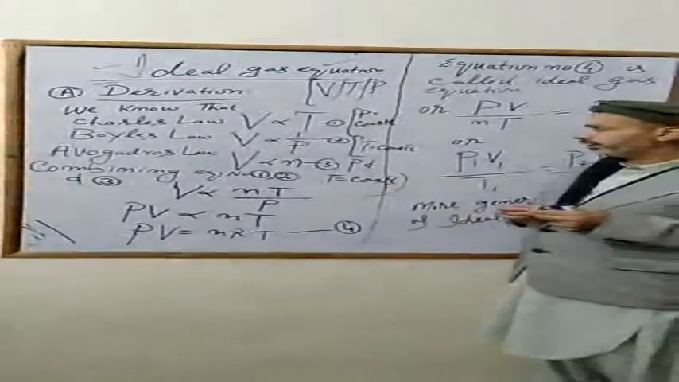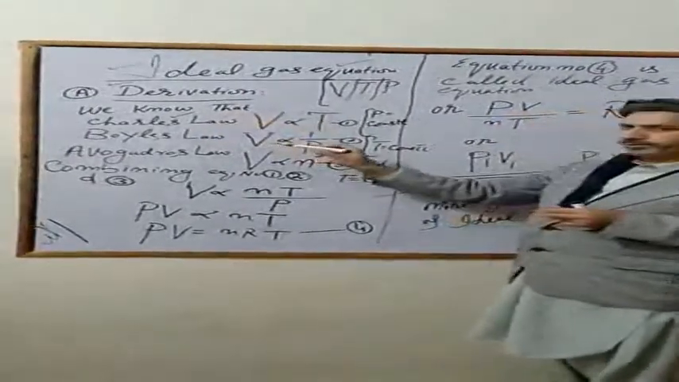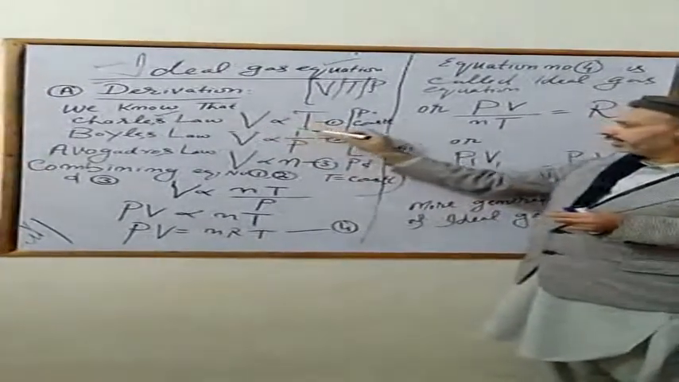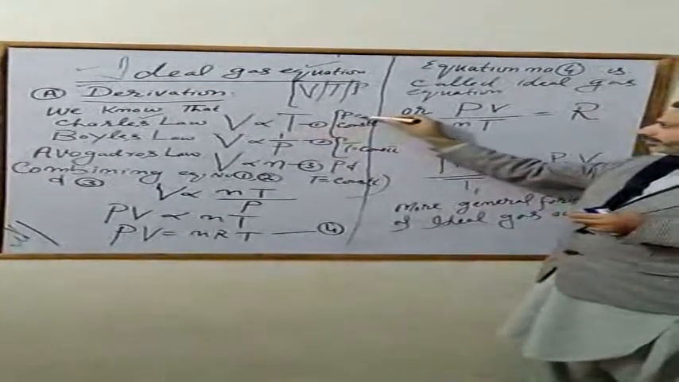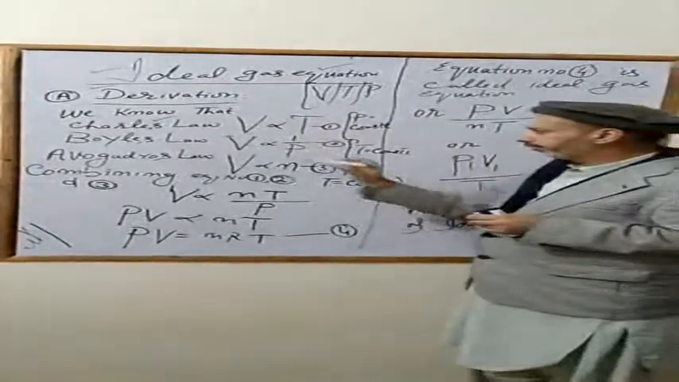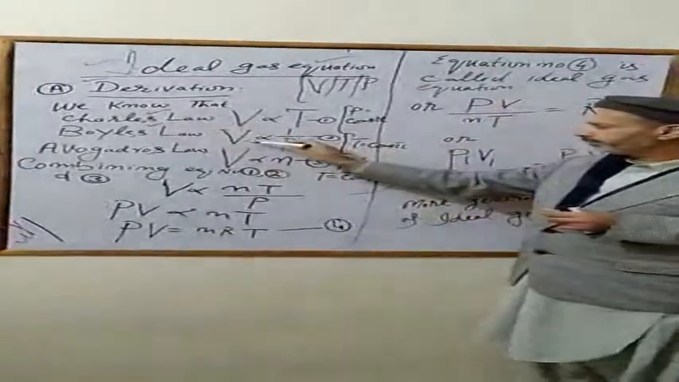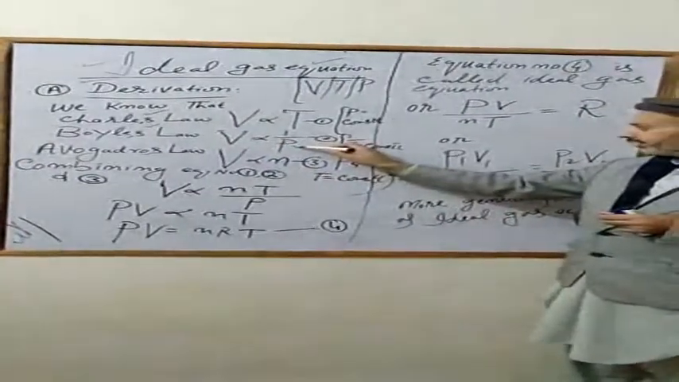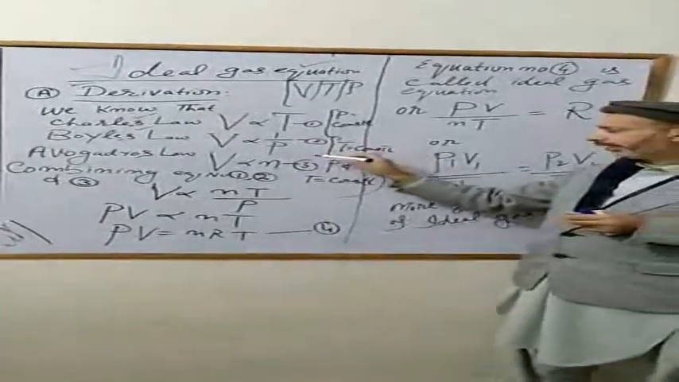So, in order to derive this equation, you are already familiar with Charles's law. According to Charles's law, the volume of a given mass of a gas is directly proportional to the absolute temperature. But here we have to keep the pressure of the gas constant. Similarly, from Boyle's law, you know that the volume of a given mass of a gas is inversely proportional to the pressure of the gas, but here temperature should be kept constant.